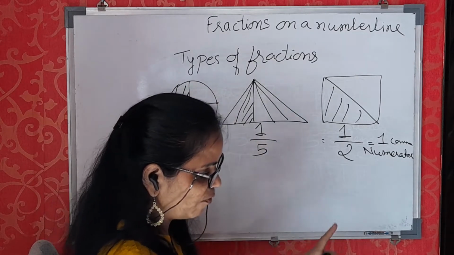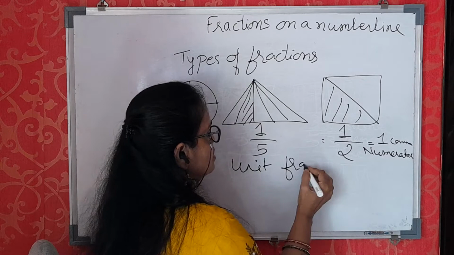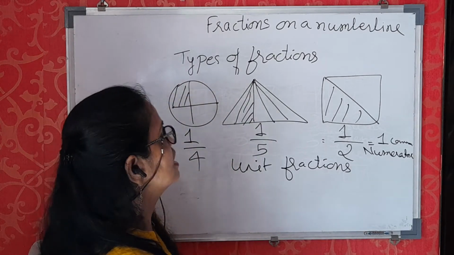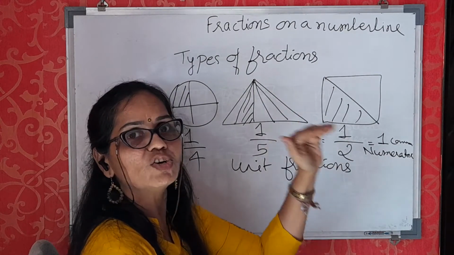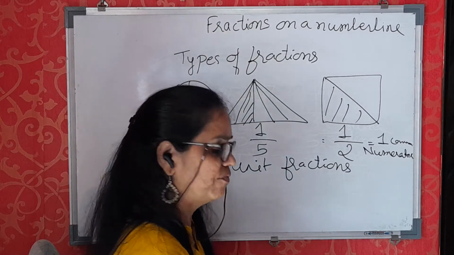So what type of fraction are they known as? They are known as unit fractions. What is called a unit fraction? When your numerator is 1. In all the fractions where your numerator is one number, they are known as unit fractions.